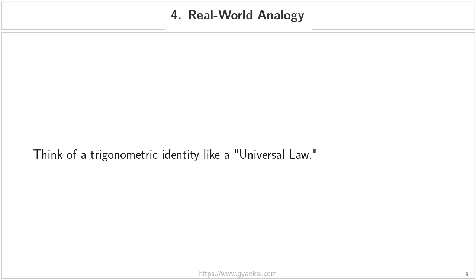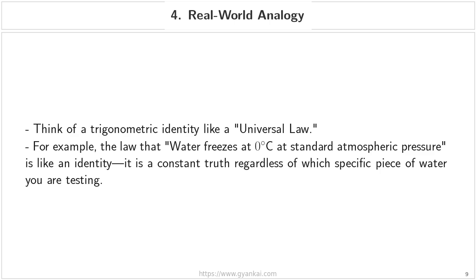Now, to help you truly grasp the difference between these two concepts, let's step away from the math for a moment and use a real-world analogy. Think of a trigonometric identity as a universal law. For instance, consider the scientific law that water freezes at 0 degrees Celsius at standard atmospheric pressure. This is like an identity because it is a constant, unchanging truth.